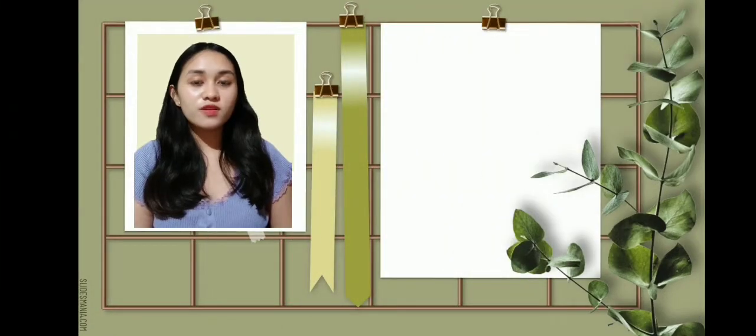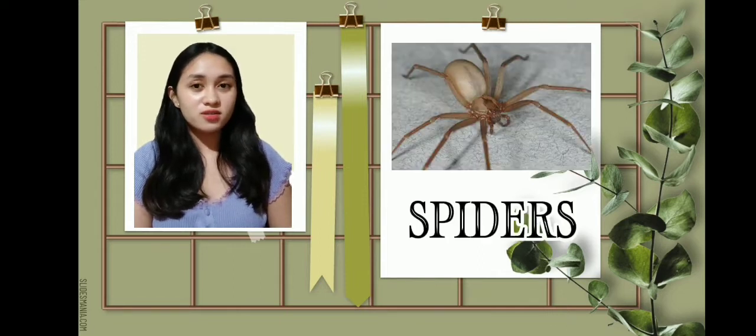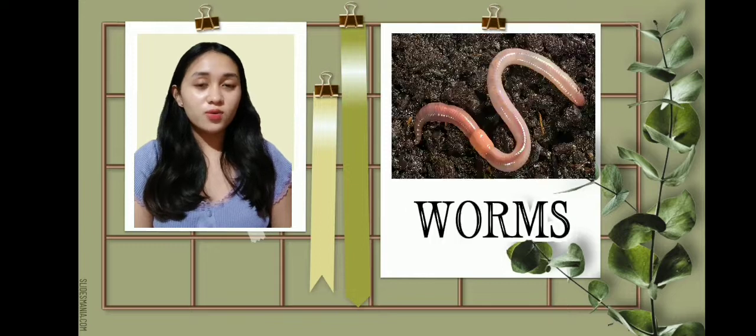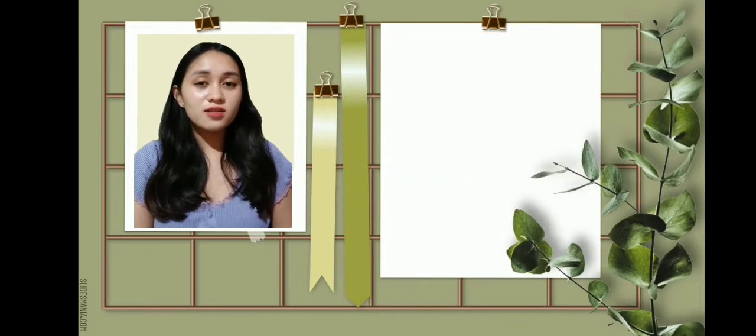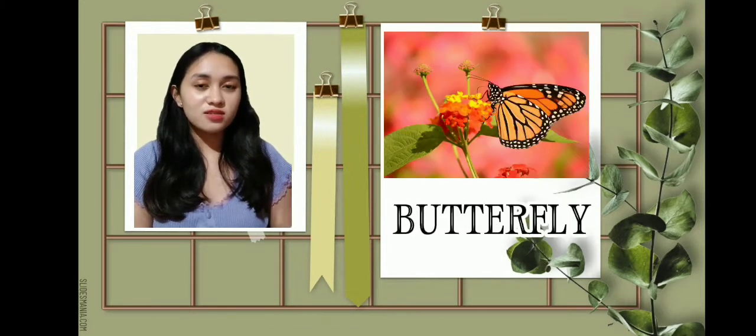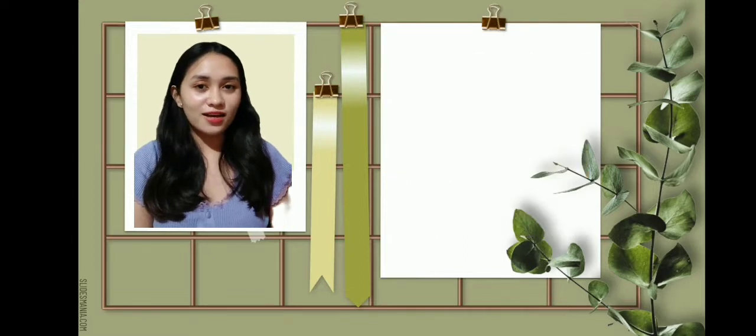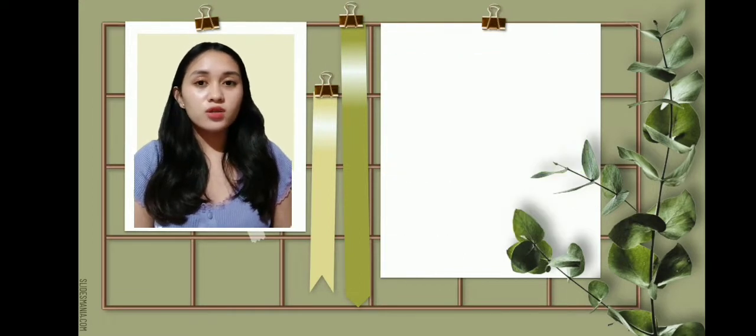There are some common invertebrates that can be found within our community. Examples are the spiders, worms, and insects such as butterflies and dragonflies. However, due to the bad weather condition that I've experienced these past few days, I've decided to buy and choose a squid for this activity.